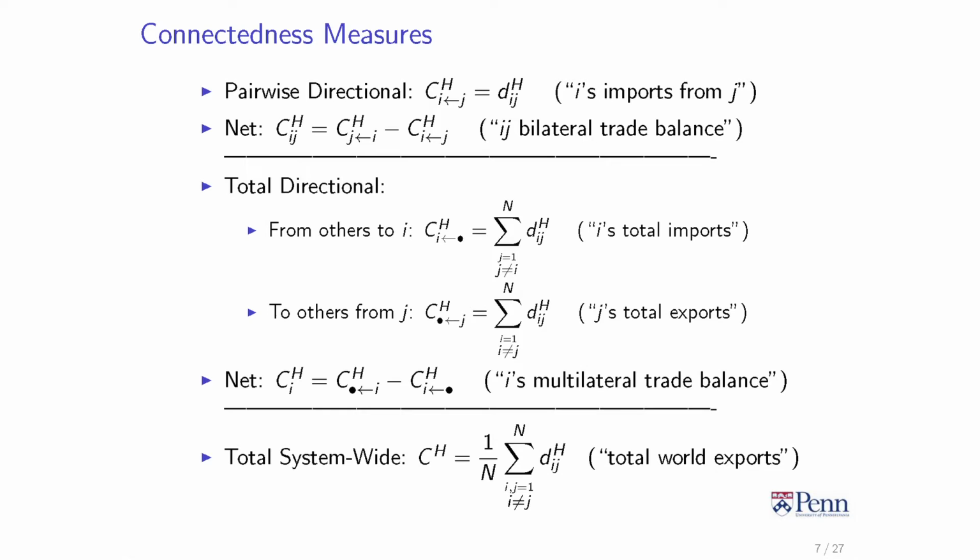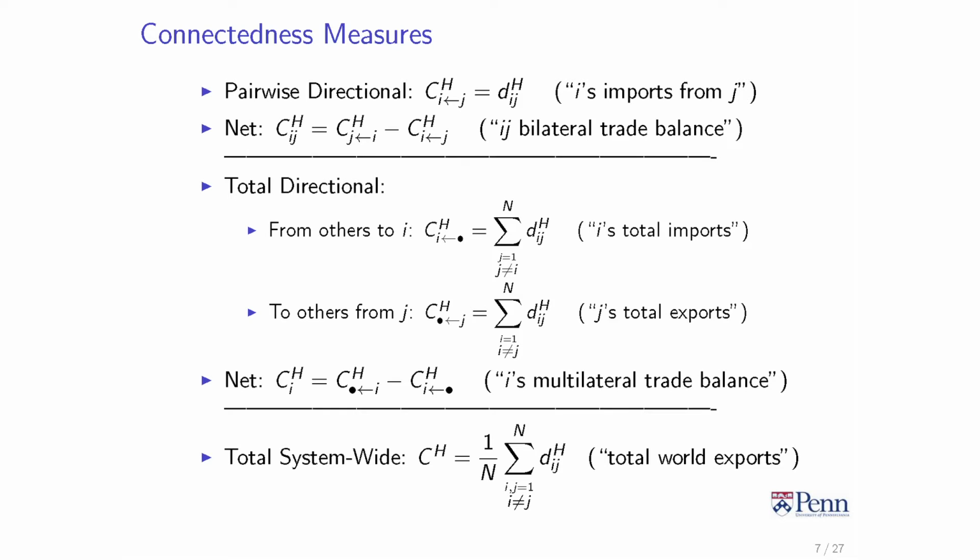And if you want to net them, it's a bilateral trade balance, think about imports and exports of future uncertainty coming to and from various people or firms in a system. And then the total directional, again, we're just aggregating in one way or another. The dot shows us that we've aggregated.